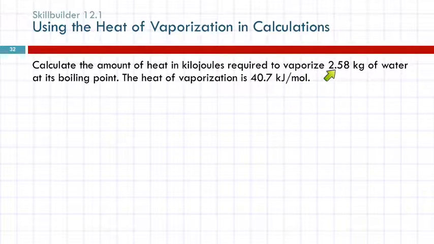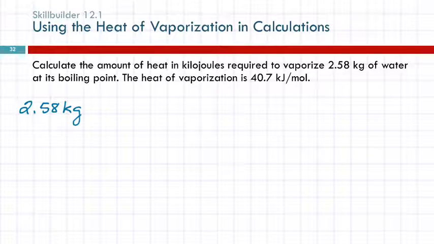Well, we've been given two numbers, right? 2.58 and 40.7. Let's look at the units. This is kilograms. This is kilojoules per mole. We're going to do dimensional analysis. We have to start with one number. So we're going to look at the units: simple unit, just a single unit, or a compound unit. This is per. This is the conversion factor. The one with the single unit is the thing we're starting with. So we're starting with 2.58 kilograms.